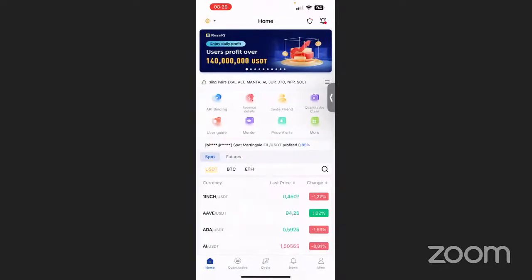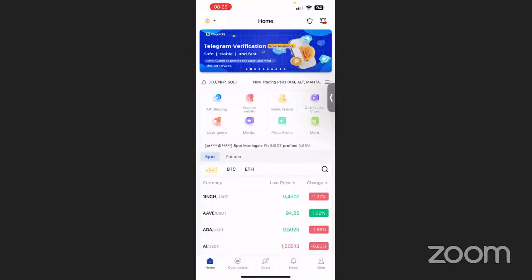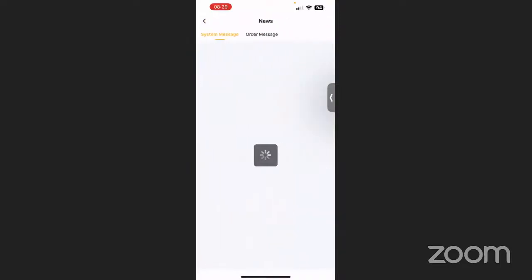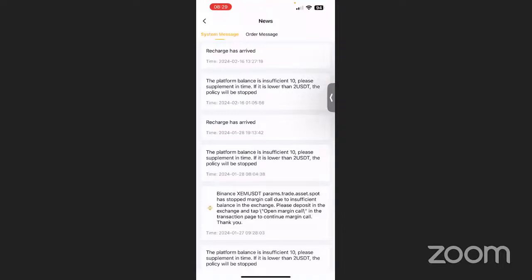Let's go back, then go to the red dot attached to the notification bell. Under that one, I'm going to see messages like the recharge has arrived, or you don't have enough USDT for the fuel fee. They let you know that if you don't top up in time, once the fuel fee is lower than 2 USDT, the policy will stop. The robot will stop buying, and it will not sell as well. So you have to take notes. All these things are important.